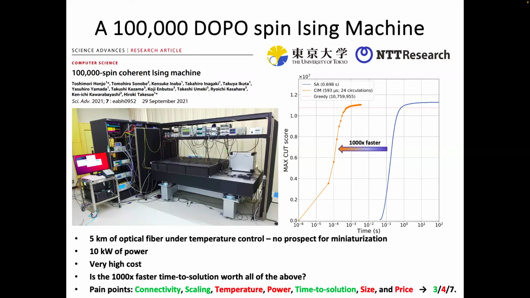So there are definitely some problems here: you need 5 kilometers of optical fiber under temperature control, and that draws power and it's expensive. But they have really solved the connectivity problem, scaling up to a high number of spins and fast solutions.